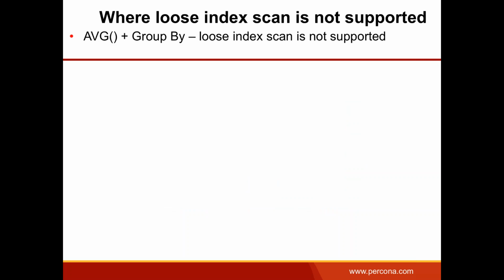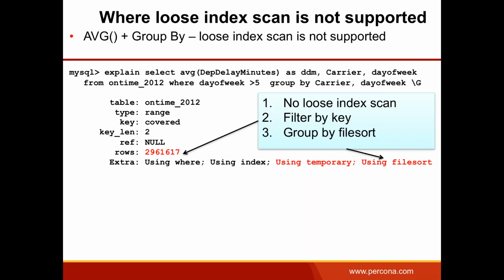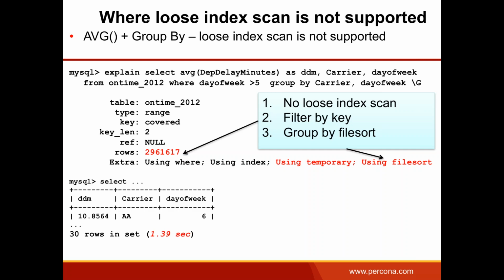Now, there are lots of cases, unfortunately, where the loose index scan is not supported. For example, if you do average plus the group by, loose index scan is not supported. If you do explain on that, then we will see that it's using covered key here instead of our loose index scan key, and it's using temporary, using filesort. So no loose index scan, filter by key, group by, and the filesort. And this is significantly slower. This is 1.39 seconds.